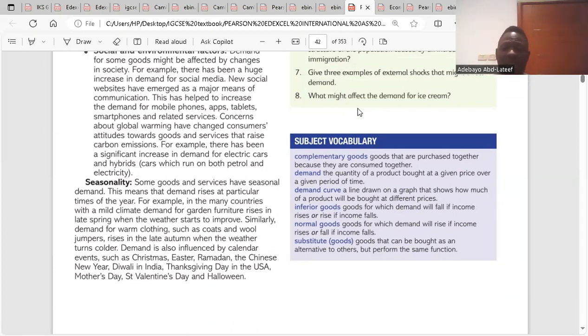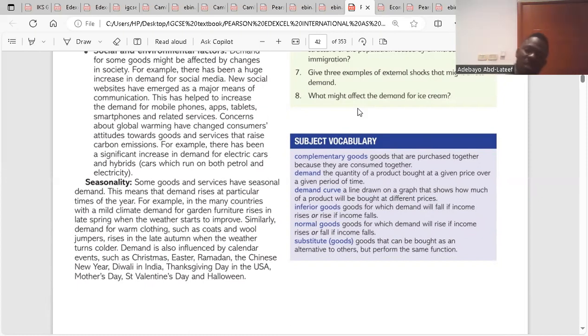Some goods and services have seasonal demand. This means that demand rises at particular times of the year. For example, in many countries with a mild climate, demand for garden furniture rises in late spring when the weather starts to improve. Similarly, demand for warm clothing such as coats and hooded jumpers rises in the late autumn when the weather turns colder. Demand is also influenced by calendar events such as Christmas, Easter, Ramadan, the Chinese New Year, Diwali in India, Thanksgiving Day in the US, Mother's Day, St. Valentine's Day, and Halloween.